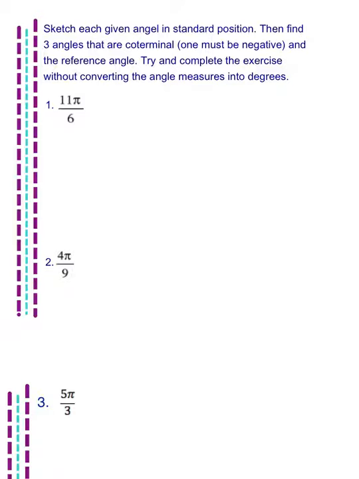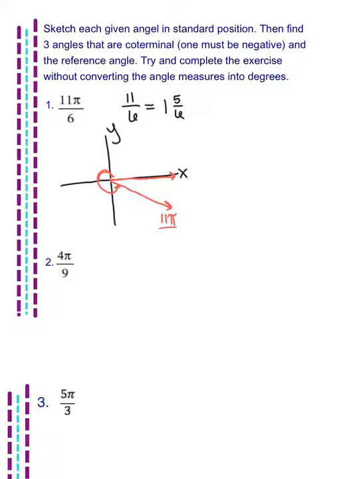Okay, so this first one is 11 pi over 6. So let's take a look at 11/6 of a pi. Let's change that into a mixed number. And that gives me 1 5/6 pi. So when I am sketching this angle in standard position, here's my initial side. I've got 1 pi and then 5/6 of a pi. So really close to a pi, but not quite. So this will be 11 pi over 6.